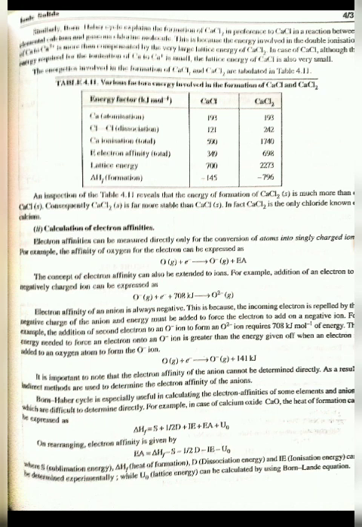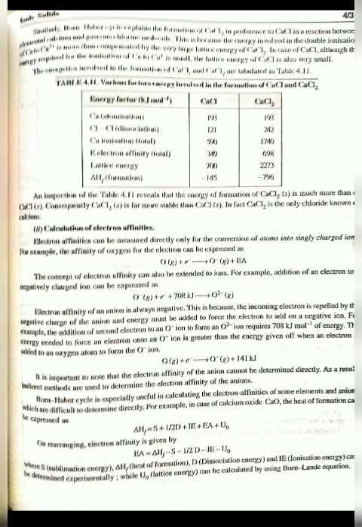In case of CaCl, although the energy required for the ionization of Ca to Ca+ is small, the lattice energy of CaCl is very small. The energies involved in the formation of CaCl and CaCl2 are tabulated in the table. An inspection of Table 4.11 reveals that the energy of formation of CaCl2 is much more than that of CaCl. Consequently, CaCl2 is far more stable than CaCl. In fact, CaCl2 is the only chloride known of calcium.